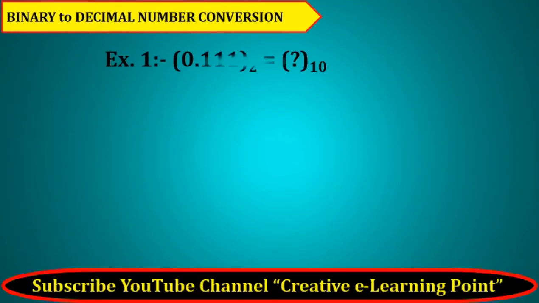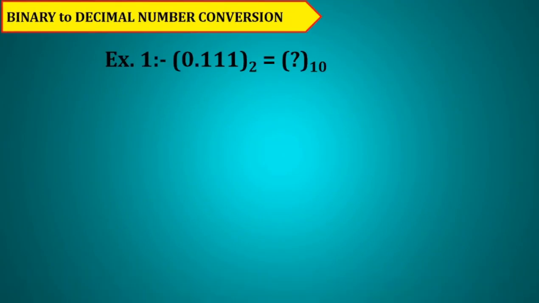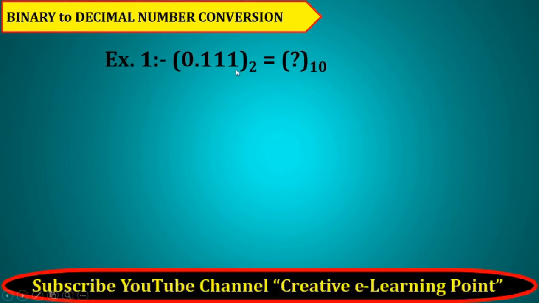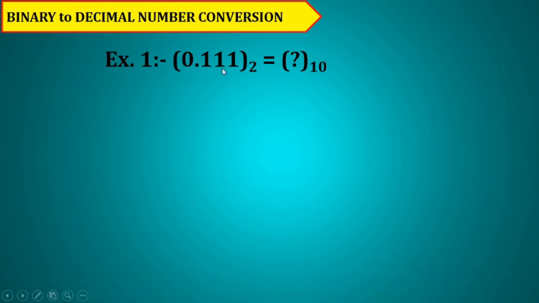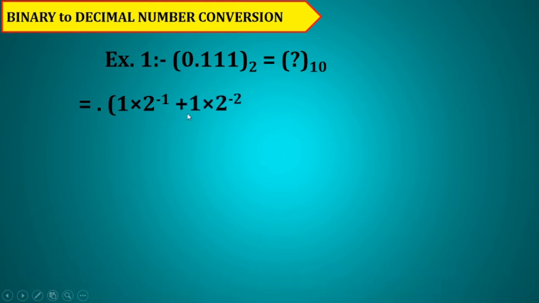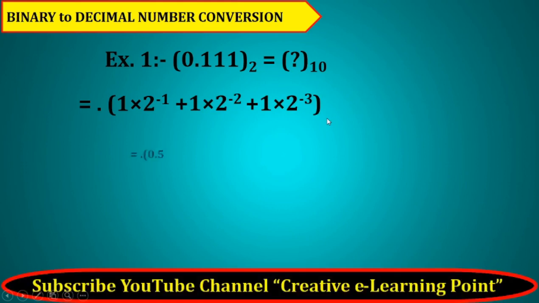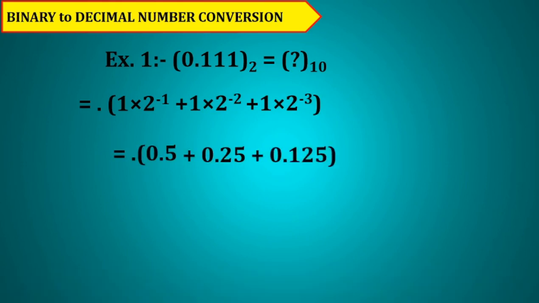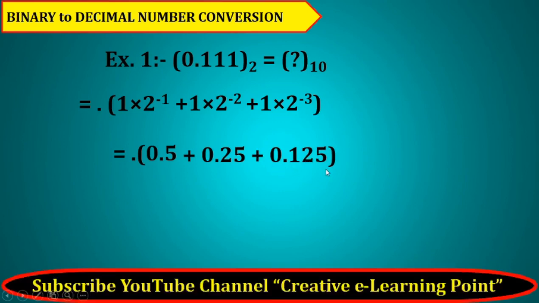Okay, let's see one problem. Here we have the number 0.111. In this number, this is the most significant bit and this is the least significant bit. So we get this bit multiplied by 2 raised to minus 1, then 2 raised to minus 2 and 2 raised to minus 3. We get 0.5, 0.25 and 0.125.